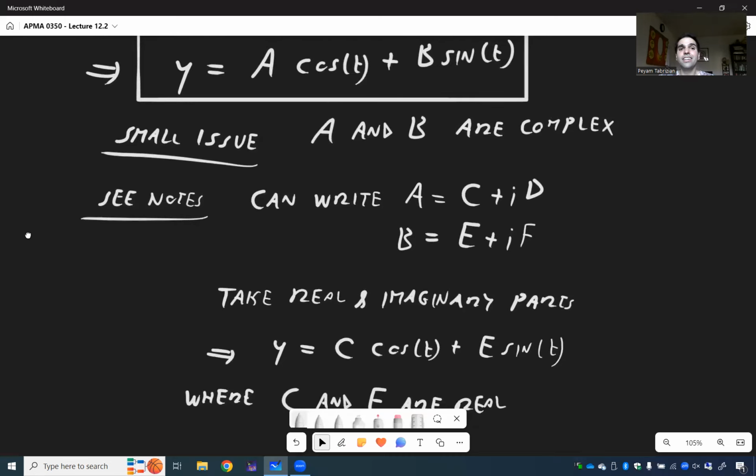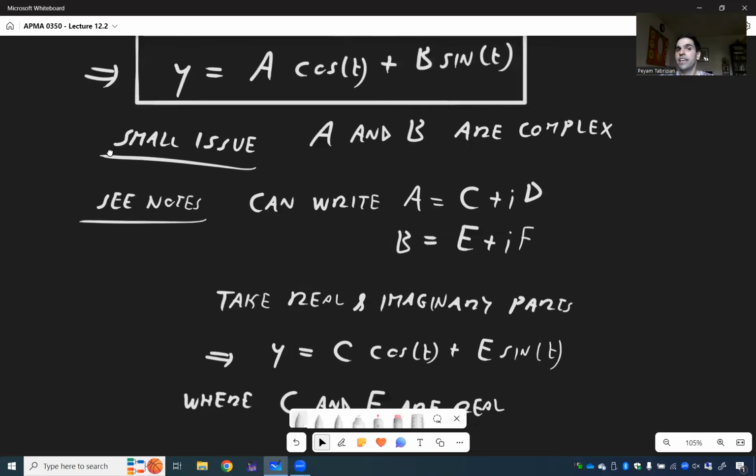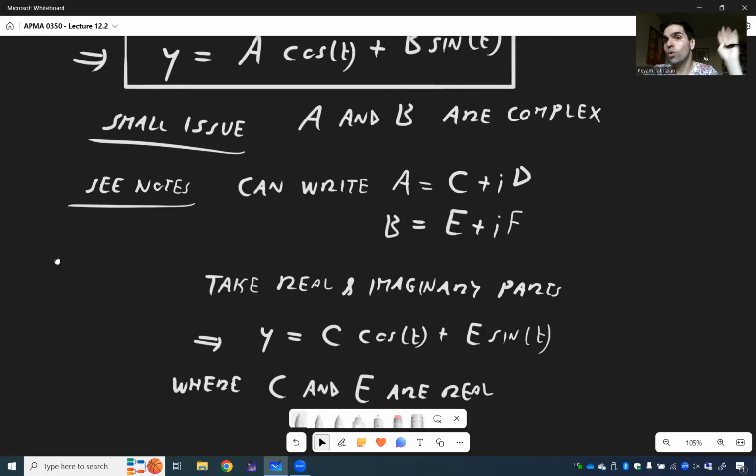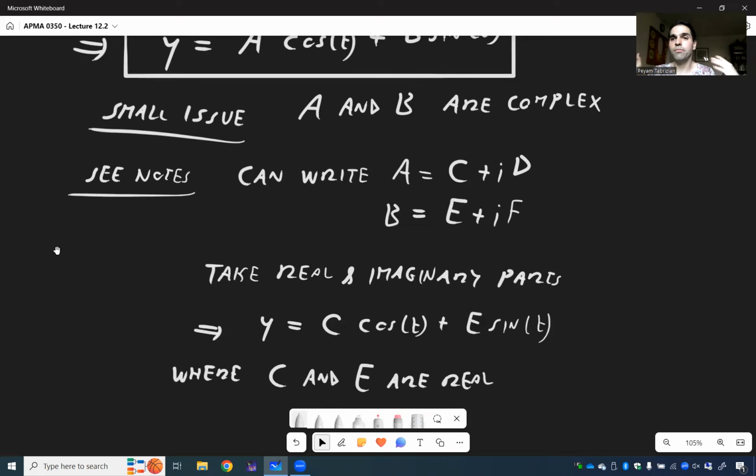So as I said, you have two solutions if you want. Either you can be content and say y is A cosine t plus B sine t, and in practice it will be real, or you can go one step further, split into real and imaginary parts, and actually get real coefficients. But the moral is still the same. You get cosine and sine.